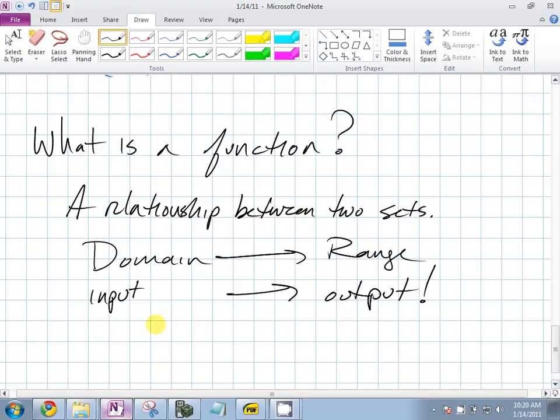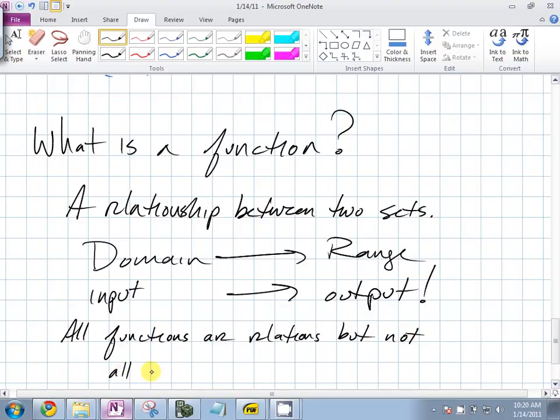We good so far? Now, I'm going to give you another truism here. All functions are relations, but not all. Anybody want to finish this? Yes. Yeah. Has anybody seen something like that before?